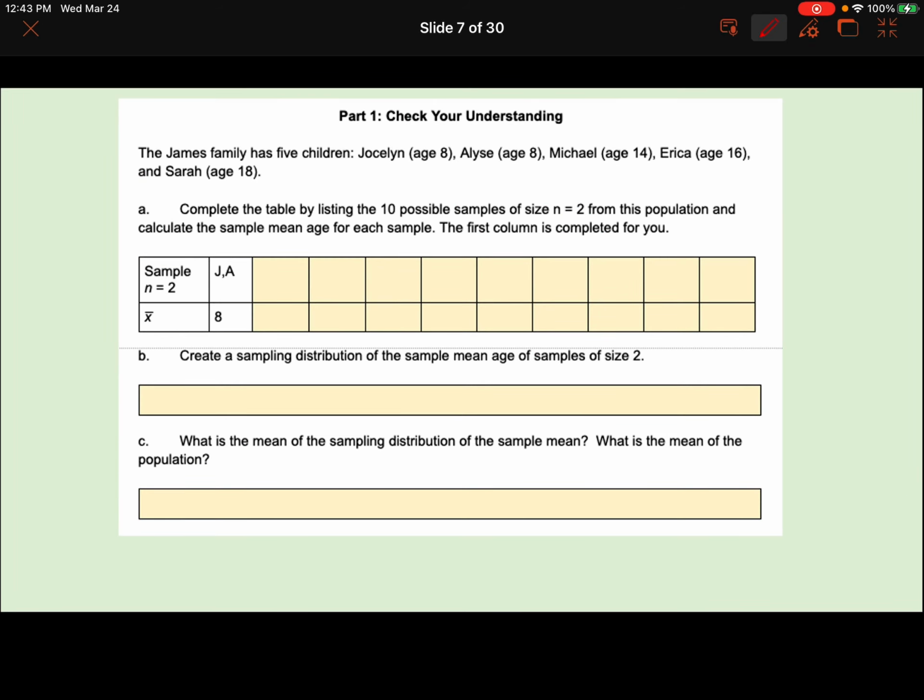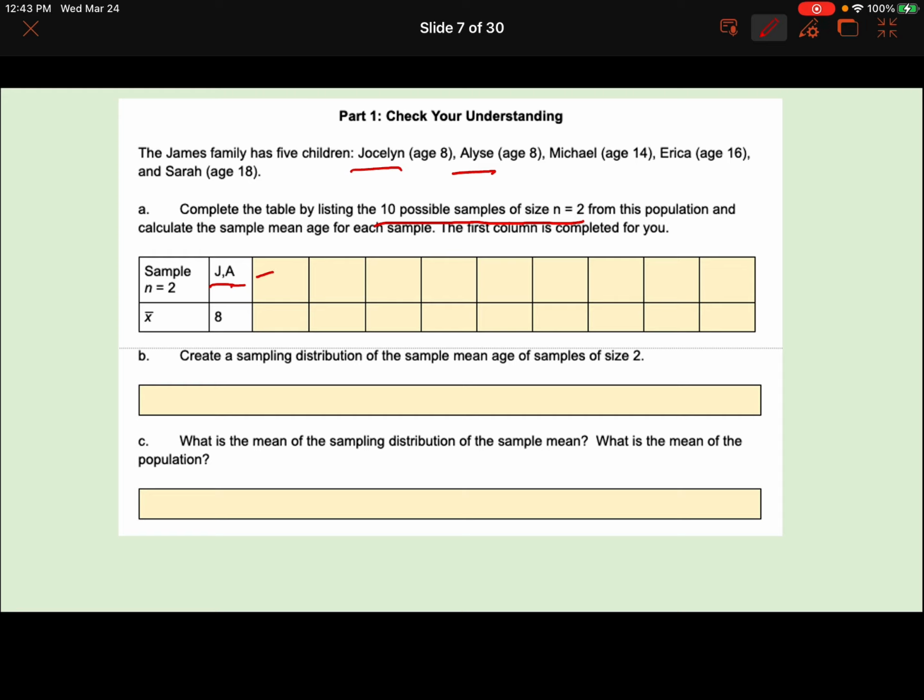All right, so check for understanding. First of all, it's just asking you to list the 10 possible samples of size n equals 2 from the population, and then calculate the sample mean age for each sample. The first one is done. So this is J and A, that's Jocelyn and Elise. They're both 8. The mean there is 8.